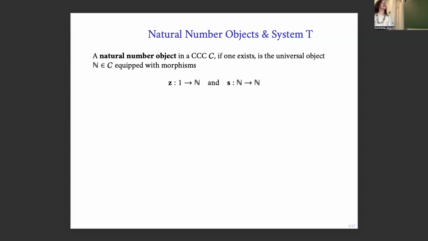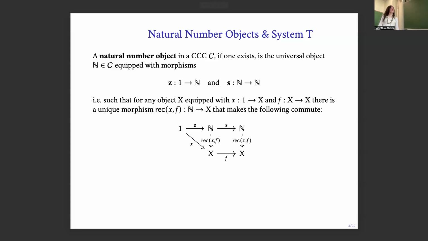But let's look at something maybe just a little bit more interesting we can add to that, which is a natural numbers object. So if we're in a Cartesian closed category C, a natural numbers object is the universal object that comes equipped with a point Z and endomorphism S. And so that's such that for any other object X with a point and an endomorphism, there's a unique morphism rec from the natural numbers object to X that makes this diagram commute. And so this morphism rec basically models primitive recursion on natural numbers.